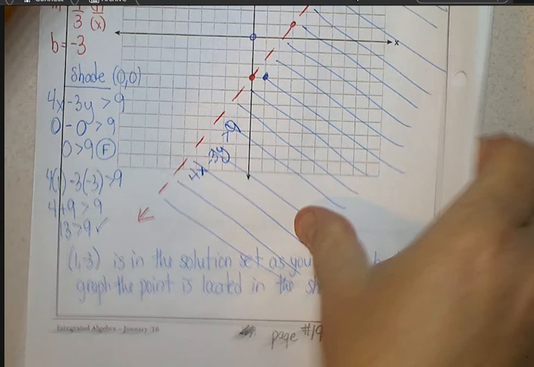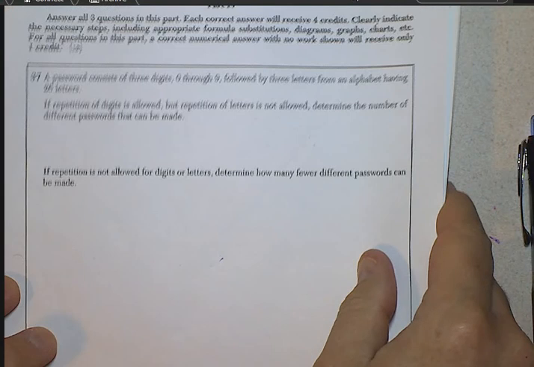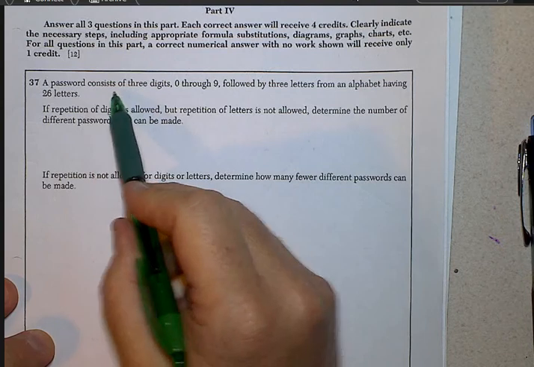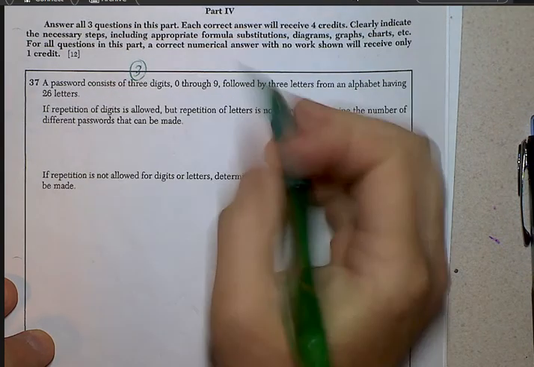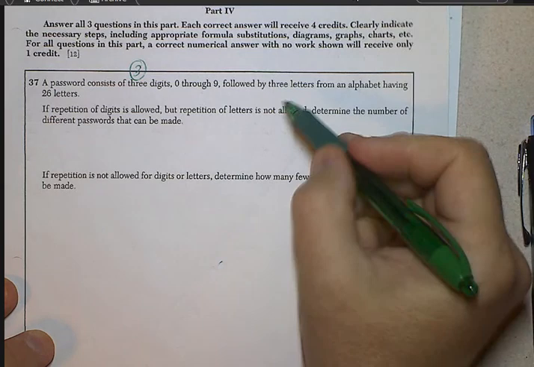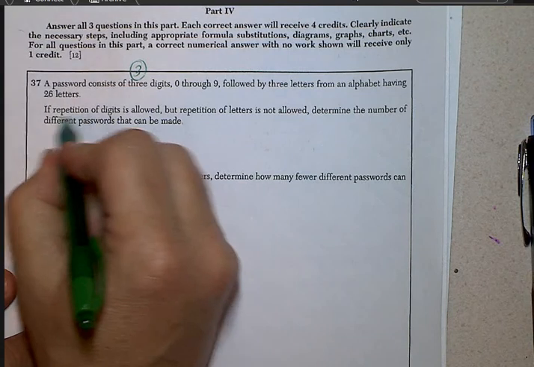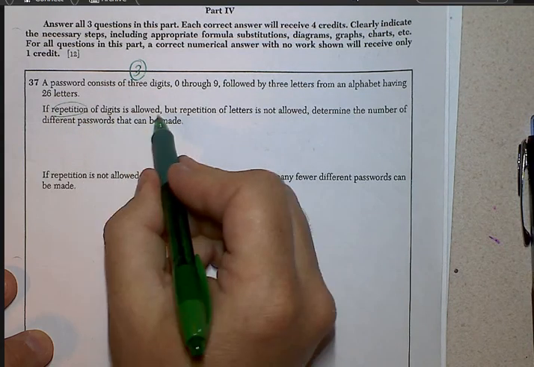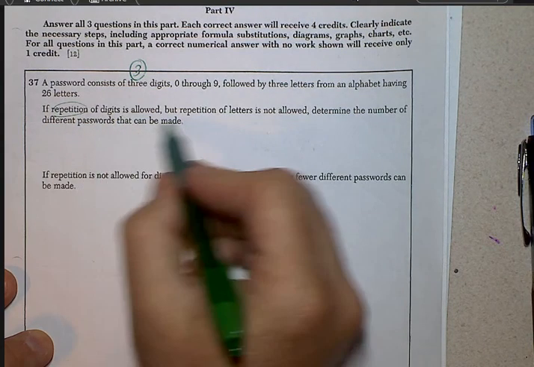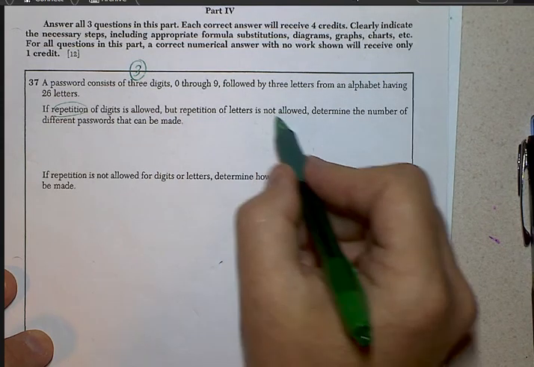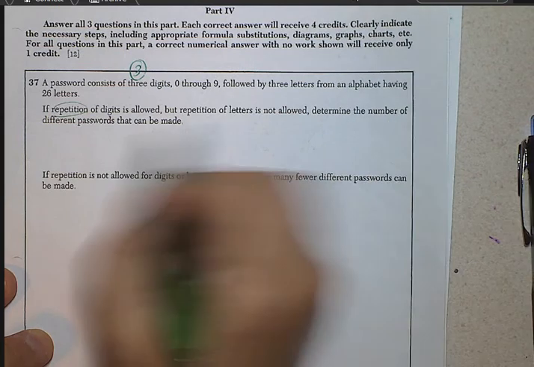Okay, last question in our packet. All right, we have another probability question that deals with arrangements, so let's take a look. A password consists of 3 digits, 0 through 9, followed by 3 letters in the alphabet having 26 letters. Now they're going to give you some restrictions. If repetition of the digits is allowed, but the letters are not allowed to repeat, determine the number of different passwords that can be made.